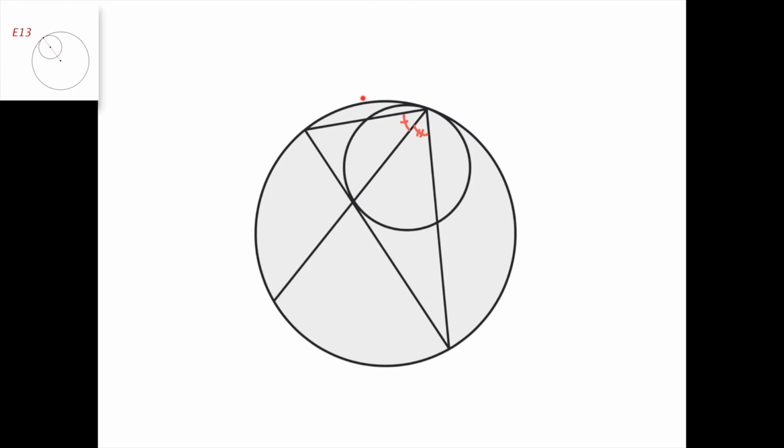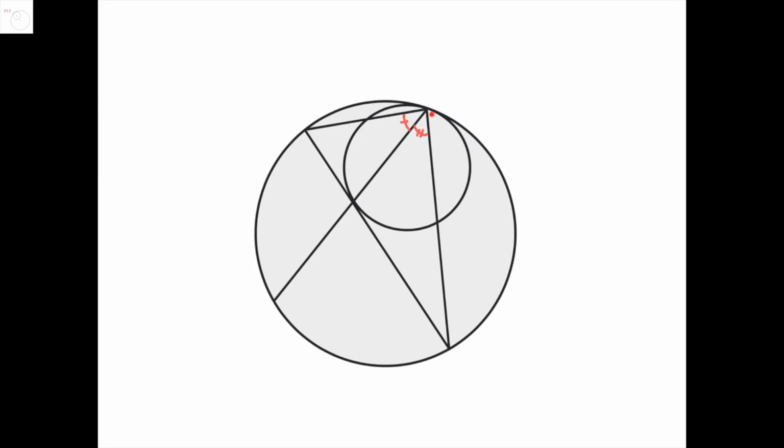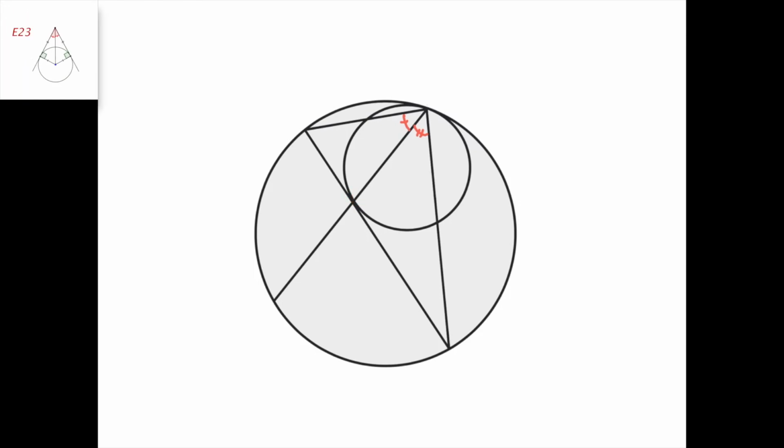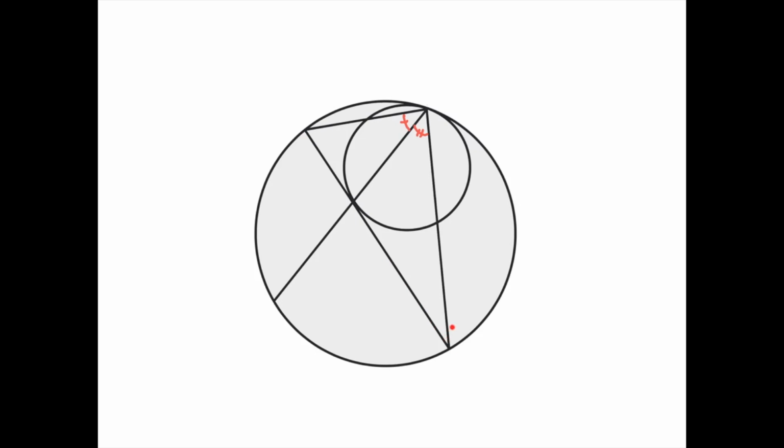Here we have a large circle and a small circle that's tangent to the large circle at this point. From this point, we draw a line here that intersects the small circle at this point, and then we draw the tangent line at this point to the small circle, like this, and then we connect these points like that and these points like that. We need to show that this angle equals this angle.